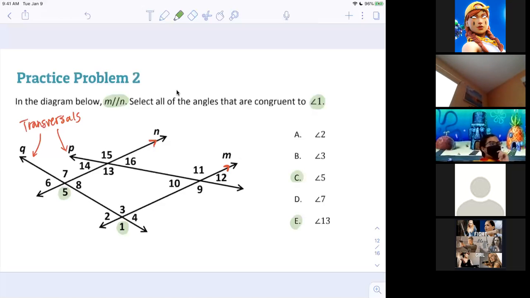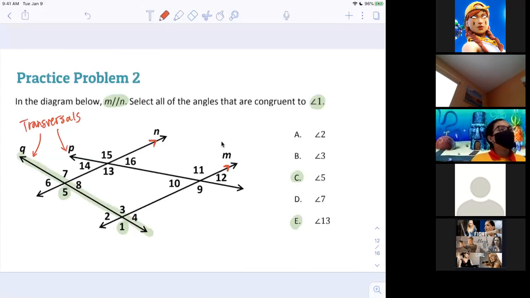What is the relationship between angle 1 and angle 5? What are those to each other? I think parallel. Close the poll. I can stop sharing it too. All right, so again, angle 1 and angle 5. I want you guys to notice which one is the transversal. Which line is the transversal? Q. So I'm just looking at this transversal line.